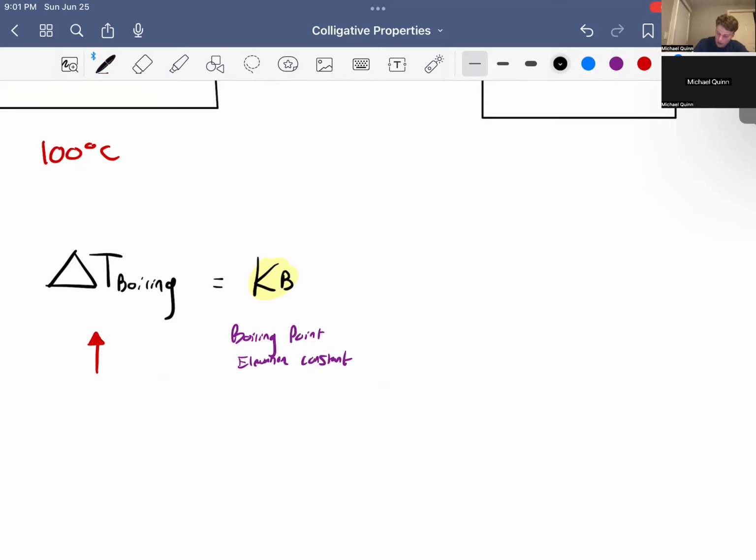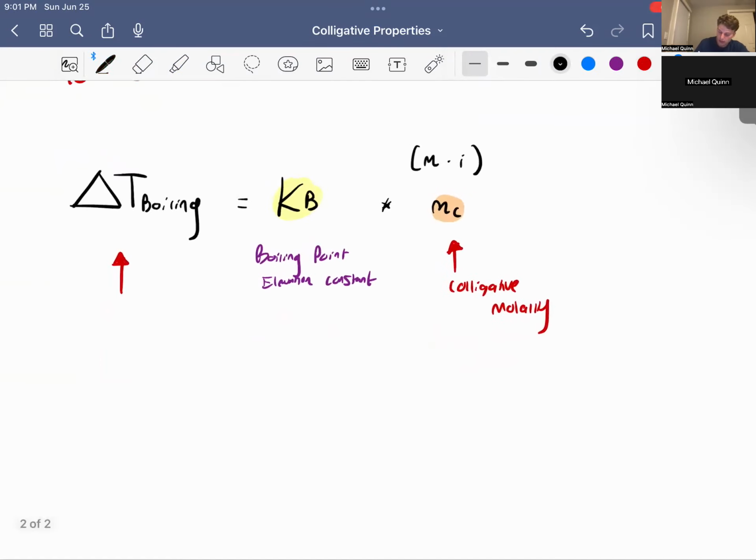And the only other term in this equation is MC, which is the colligative molality. Remember, this is equal to the molality times the I factor, right? And if we're thinking about units, our colligative molality is moles over kilograms of solvent. Our boiling point elevation constant is in the units Kelvin times kilograms over moles.